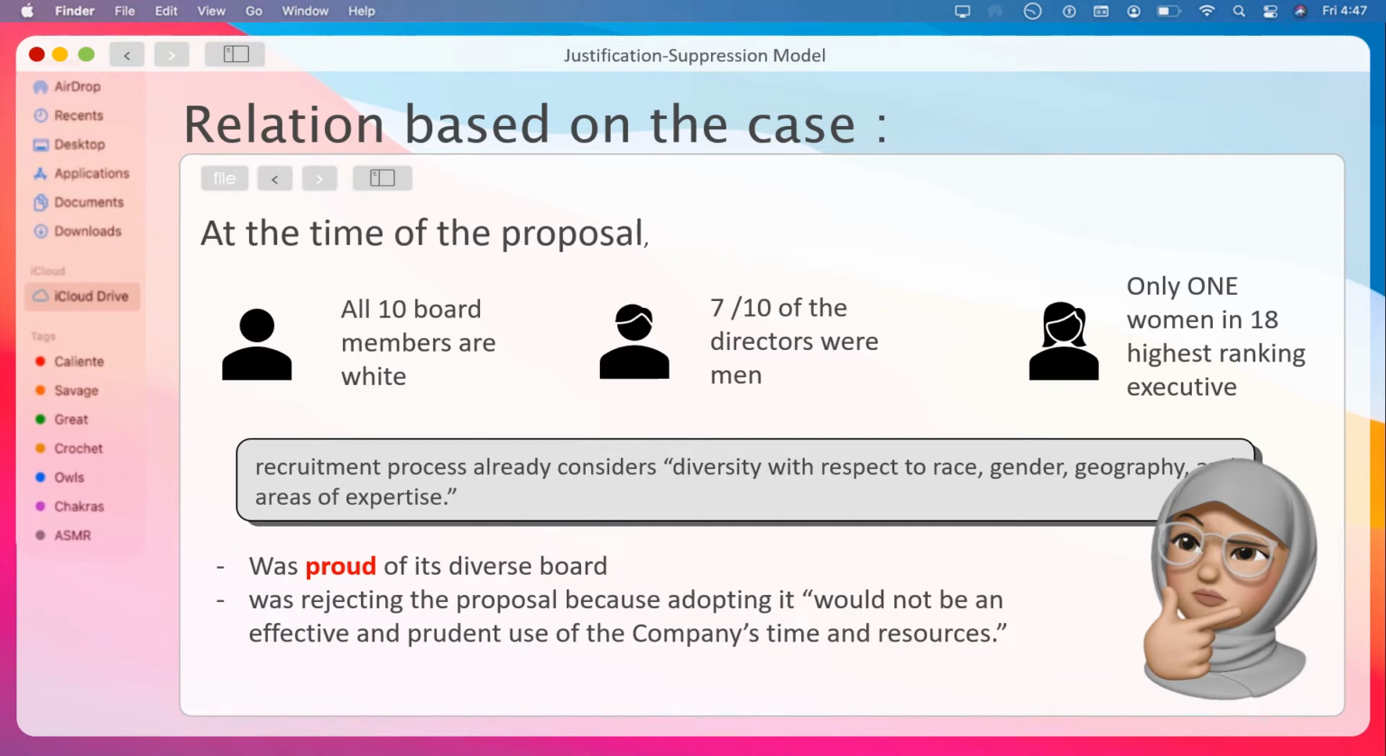Amazon responded to the proposal, citing that its director recruitment process already considers diversity with respect to race, gender, geography, and areas of expertise. Amazon said it was proud of its diverse board and that it was rejecting the proposal because adopting it would not be an efficient and prudent use of the company's time and resources.